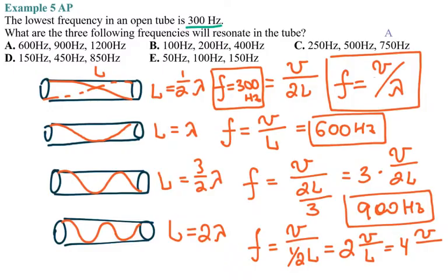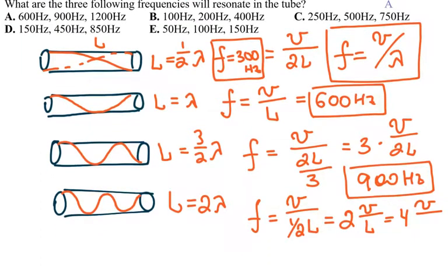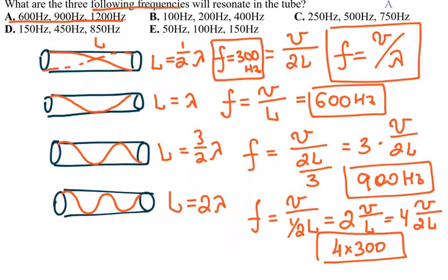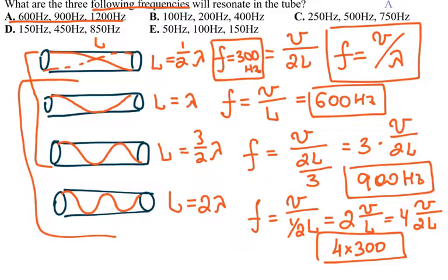Not enough space here. Let me do it this way. Over 2L. So that means it's 4 times 300 hertz, which is 1200. So that's why your answer is A, because they ask you to find the 3 following, not the 3 lowest, but 3 following. So they give you the first one, and they ask you to find the 3 following.